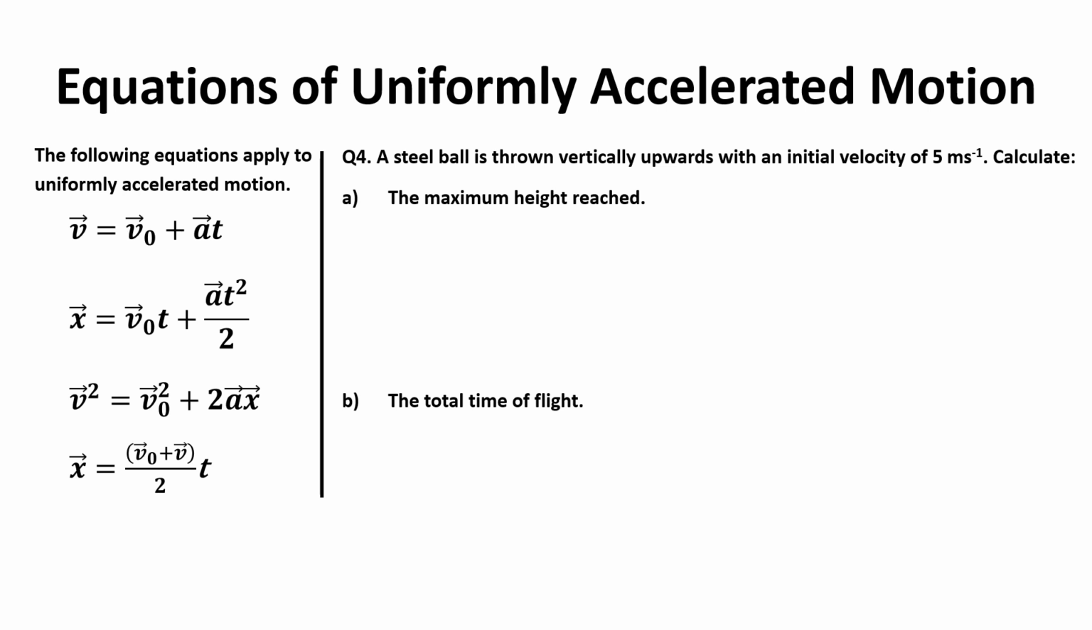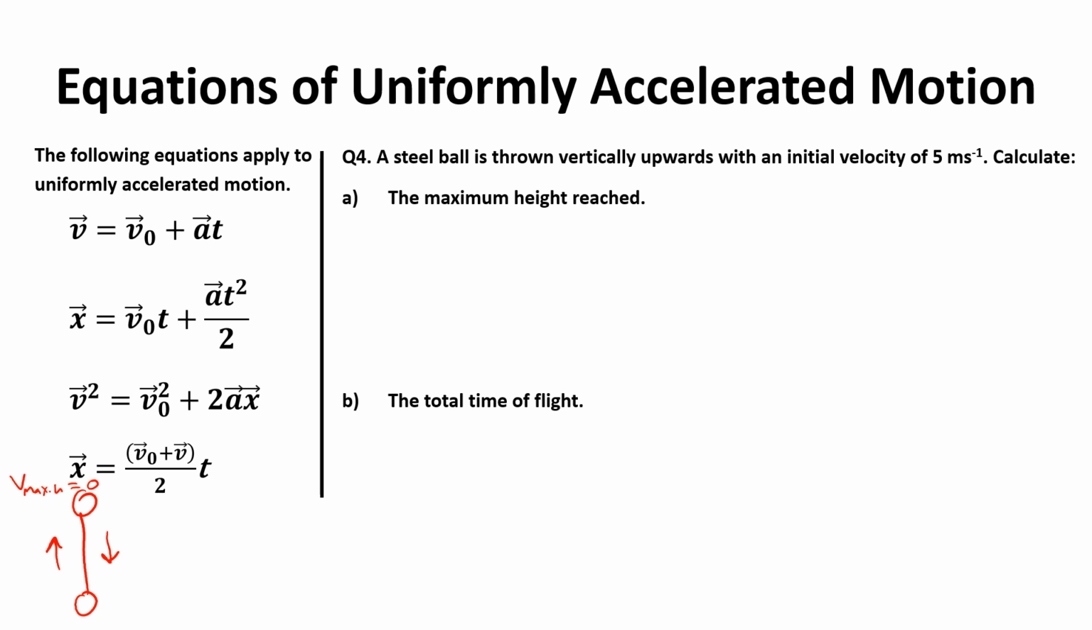Okay, so here to find the maximum height reached, we need to know a few things. If the object is going upwards, and in this case the object is going vertically upwards, therefore the object will stop at maximum height and then it will come back down. So therefore the velocity at maximum height is equal to 0. And let's say if it took 3 seconds to reach the maximum height, it will take 3 seconds to come back down to its original position.